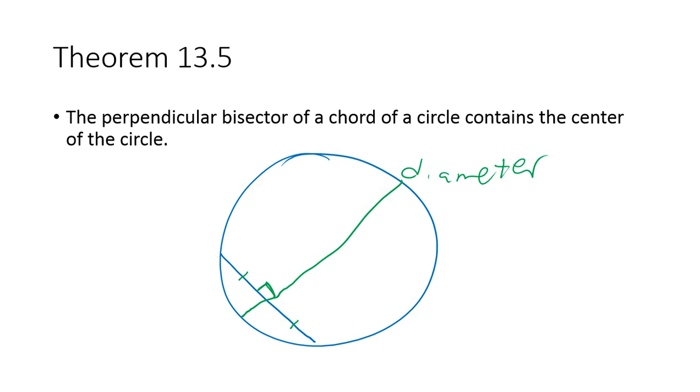So now if I wanted to find the center, what I could do is draw another chord, take that perpendicular bisector, and I could find the center of the circle, because where those two diameters intersect is always going to be the center of your circle.